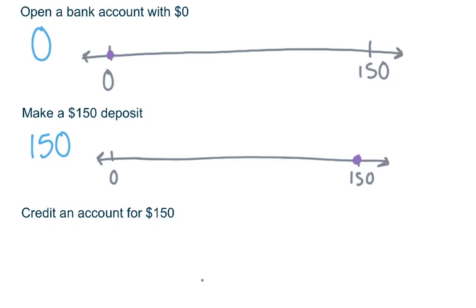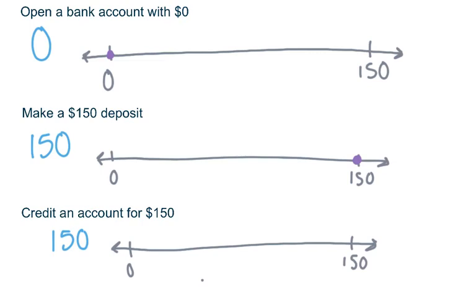Our next event says that he was credited an account for $150. So what is our integer for that event? Our integer for that event is 150. So again, let's go ahead and place that 150 on our number line.